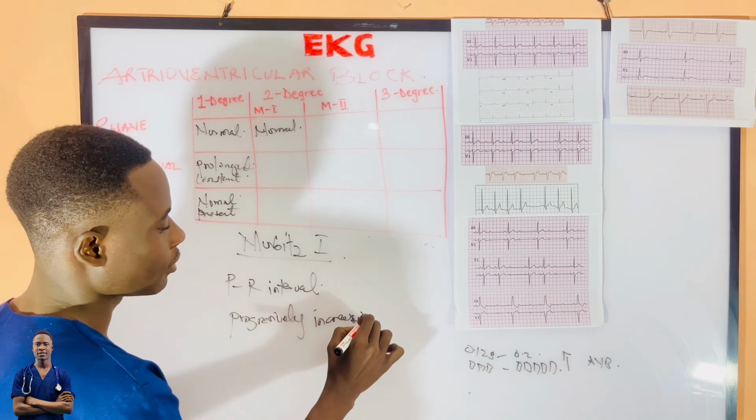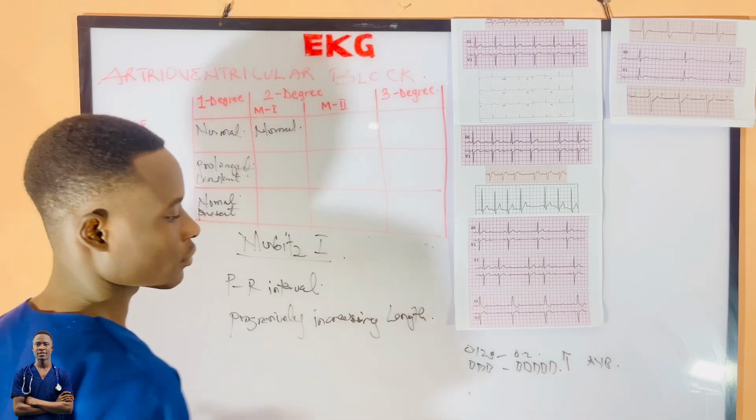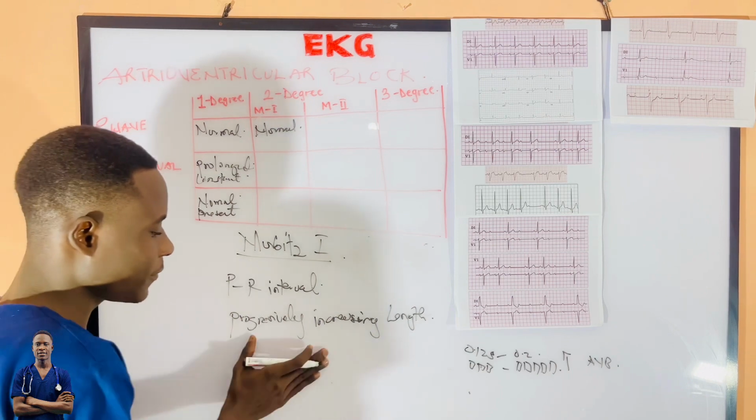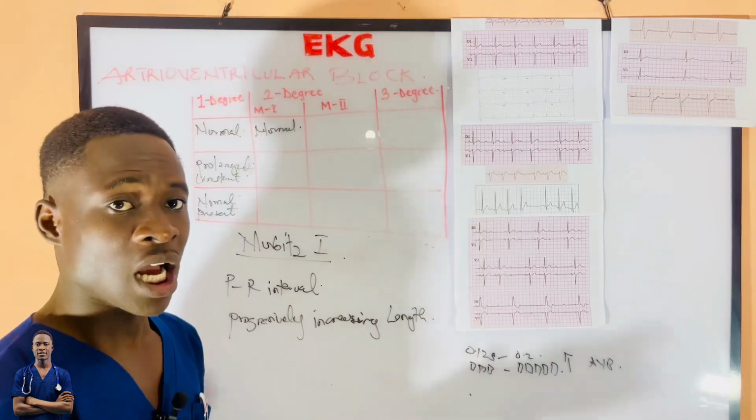Increasing in length. So the what? Progressively lengthening of the PR interval. Are we clear with it?